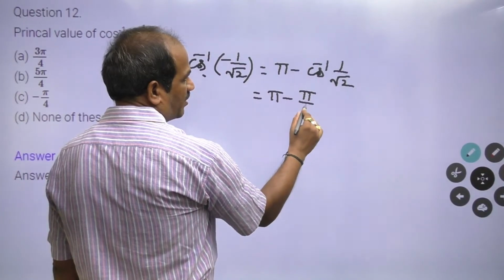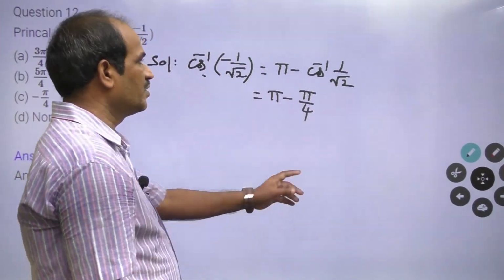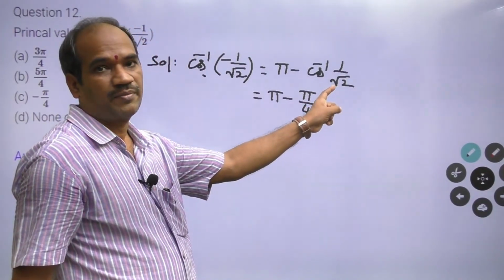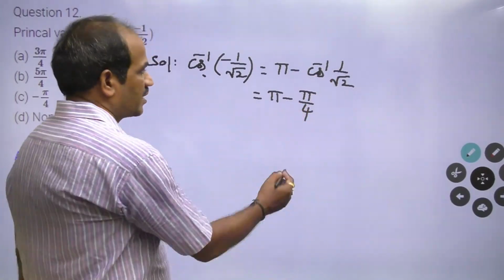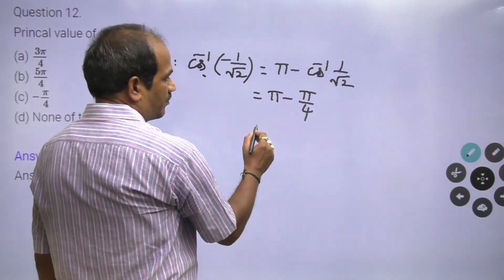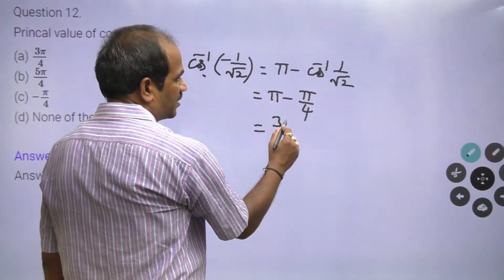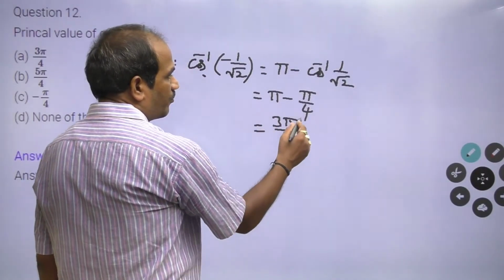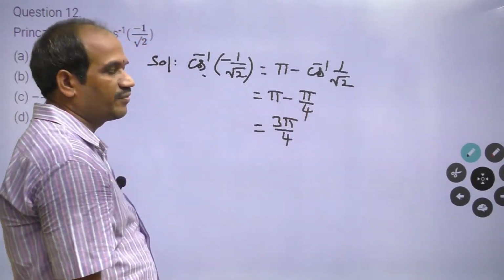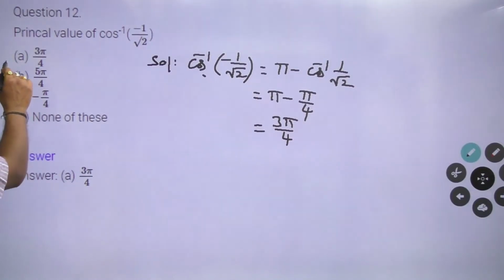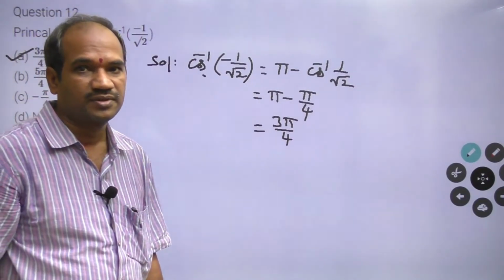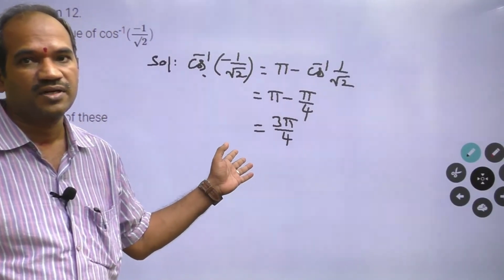So cos of pi/4 is 1/√2, and cos inverse of cos pi/4 is pi/4. Next, take LCM: 4 pi minus pi is equal to 3 pi/4. That is the answer, 3 pi/4. Check the answer: the first option, option A, is the right option, 3 pi/4. Write this question and practice one time.